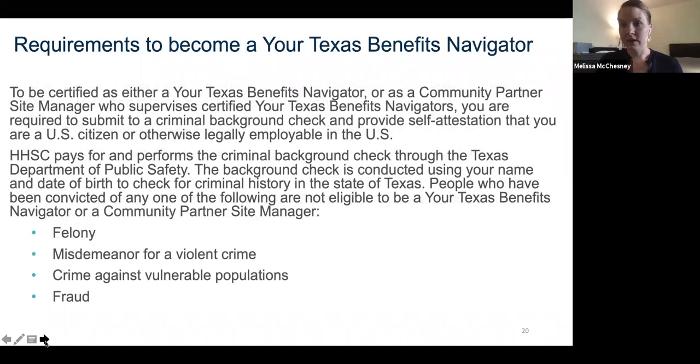So there are some requirements. Primarily, I just want to point out that anyone who is working on your staff and wants to become a navigator, I hate that navigator is used in more than one space because it gets very confusing, but we're talking about the community partner program navigator. They do have to go through a criminal background check. It's free and the agency will provide them the link to do it, but they will have to do that criminal background check. So it's important that I just wanted to point that out. That is something that they have to get through in order to be certified.